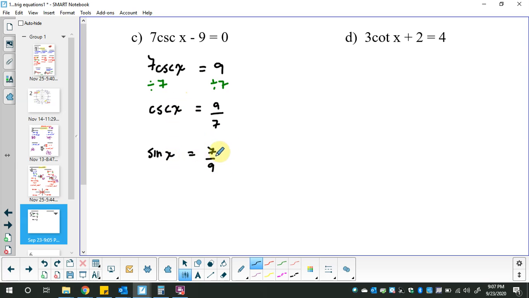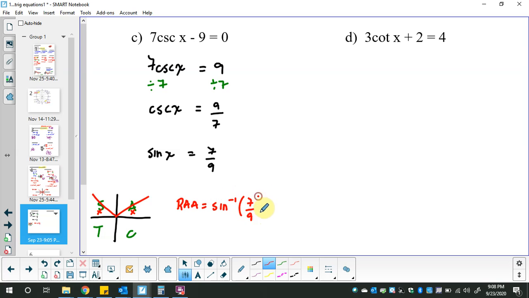I do not recognize this as a unit circle measurement, so I have to dig out the CAST rule. And sine is allowed to be positive in the All section and the S, the sine positive section. So when I figure out my RAA, they fit in there. So RAA is equal to, it's hard to screw this one up because you don't actually have to remove a negative. It's not there. So that's kind of nice.